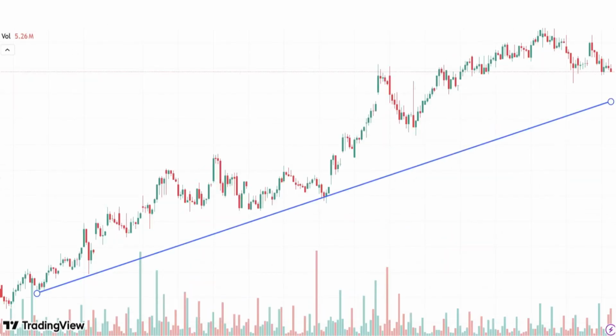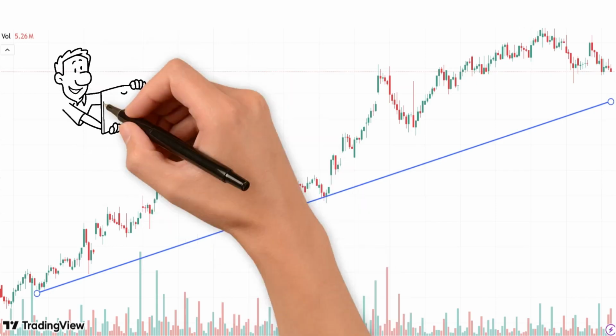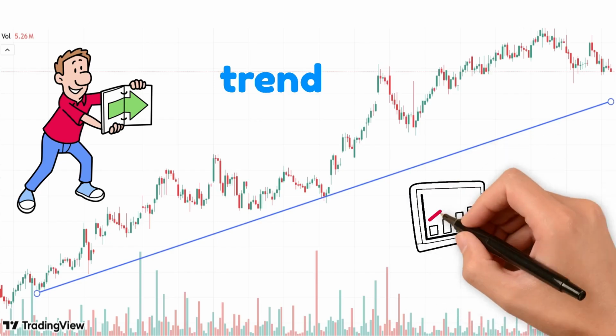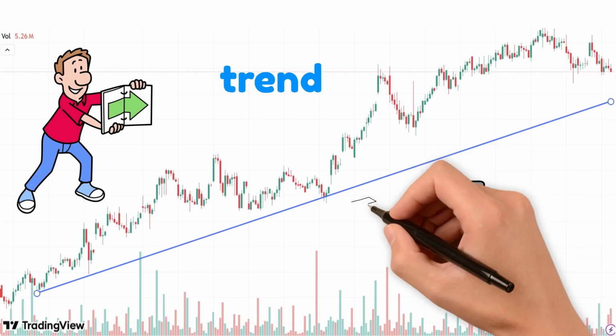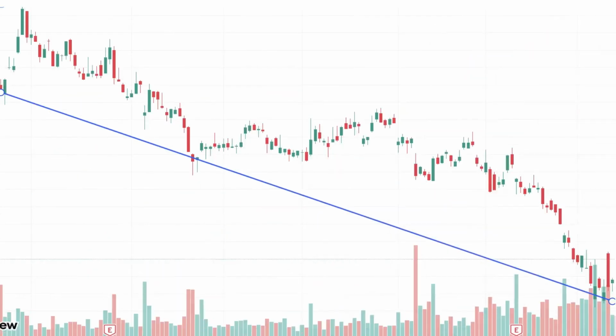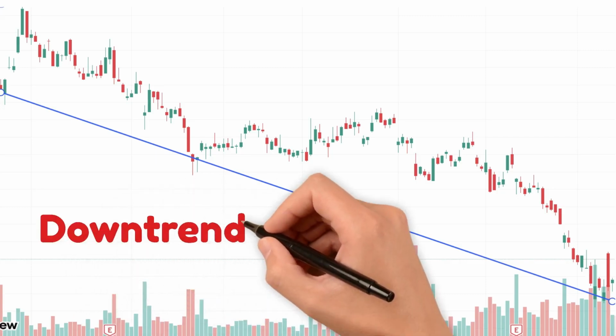Stocks usually don't move all over the place for no reason. They often follow a direction, or what traders call a trend. If a stock keeps going up over time, making new highs and not falling as much in between, that's called an uptrend. If it keeps dropping and struggling to bounce back, that's a downtrend.